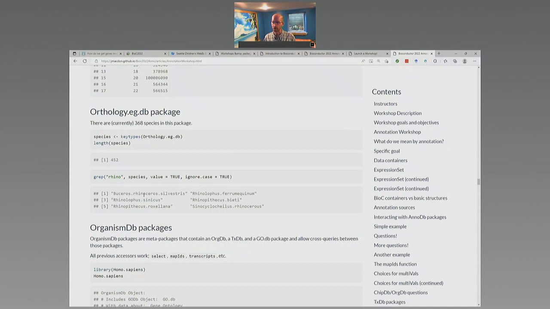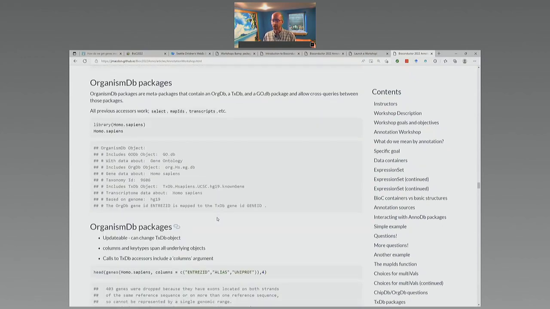So it's species dot genus. And then if there's a, I forget what they call that, but whatever. If there's like different rhinos or whatever, you can find the species that you're looking for and then do the mappings that you care to do.